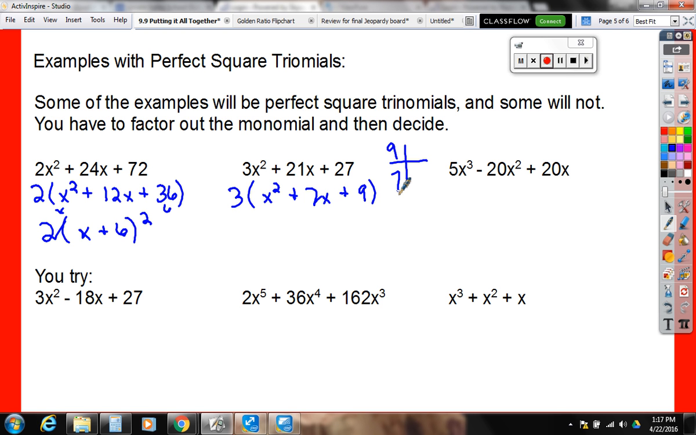Okay, next one. Rebecca, what should I do first? Take out 5x. Good. What am I going to be left with? I'm making all good little mistakes. Okay, what will I be left with? Good. Is this a perfect square trinomial? Yeah, it is. Okay, so what would my other factor be? x minus 2, to the second. Excellent. Good.